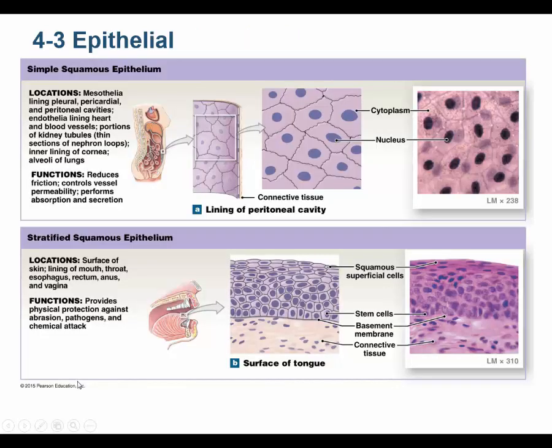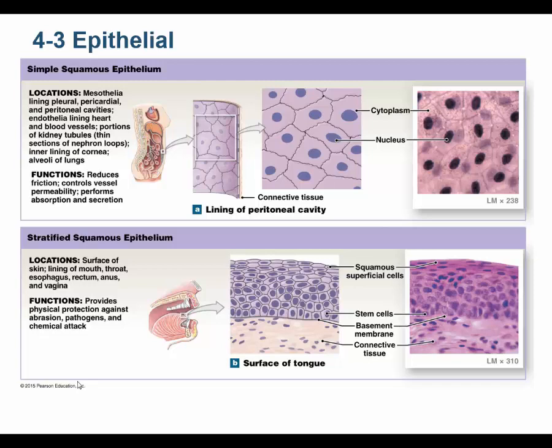You're going to need to know locations of different cells. The simple squamous epithelium are seen in our mesothelium, in our endothelium. That means that our serous membranes are made of simple squamous epithelium, and that means that endothelium is the epithelial tissue that lines your blood vessels. So all your blood vessels are lined by simple squamous epithelium. In your mesothelium, which lines your serous membranes, your pleural, pericardium, peritoneal cavities, they're all simple squamous epithelium. All right, the alveoli lining in your lungs is simple squamous epithelium.